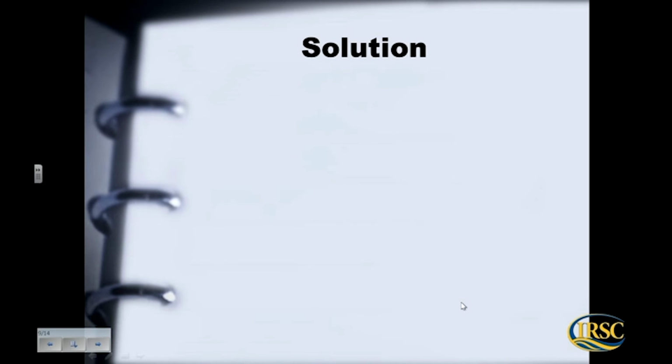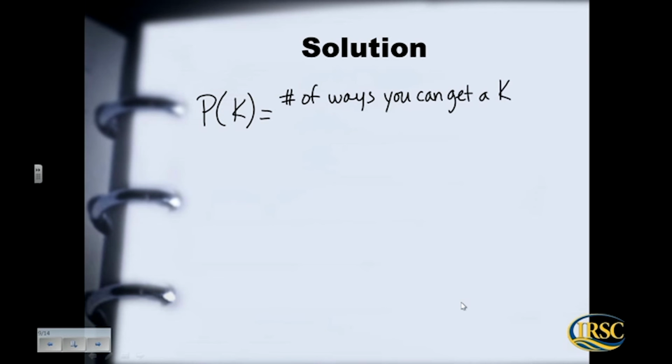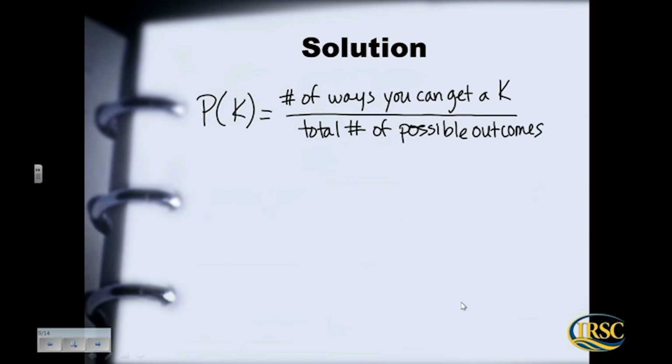If we're going to write this out in words, we're trying to find the probability of being dealt a king, and we are only being dealt 1 card. So we want, in our numerator, the number of ways you can get a king over the total number of possible outcomes. Just get used to that phrase. That's always going to be the denominator, the total number of possible outcomes.